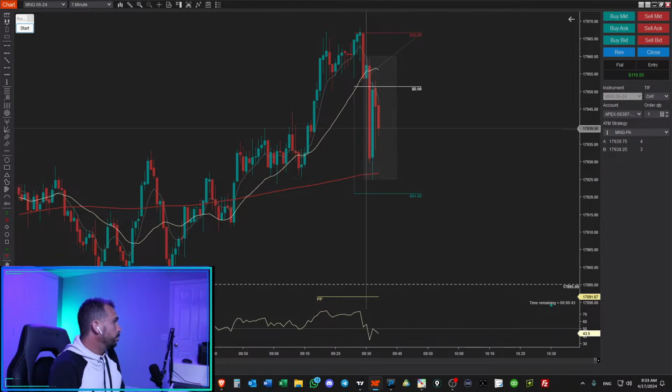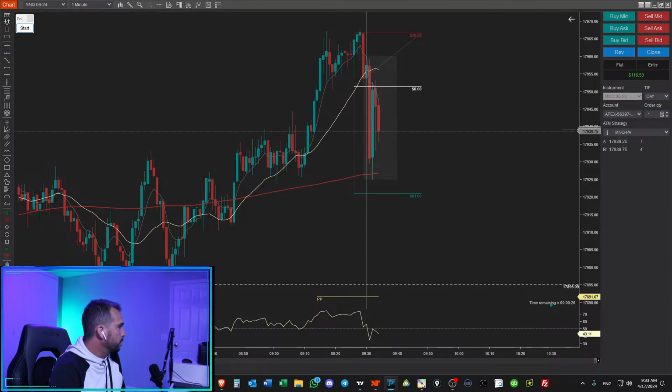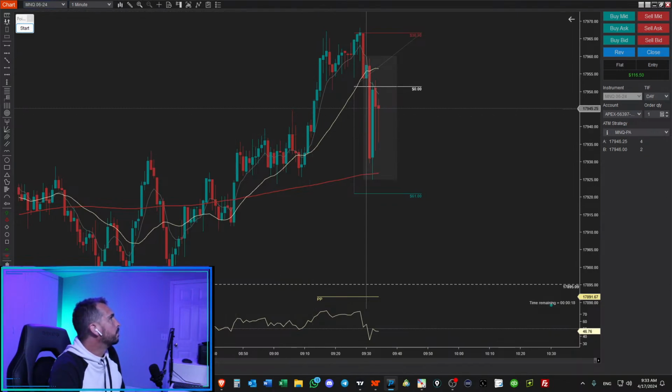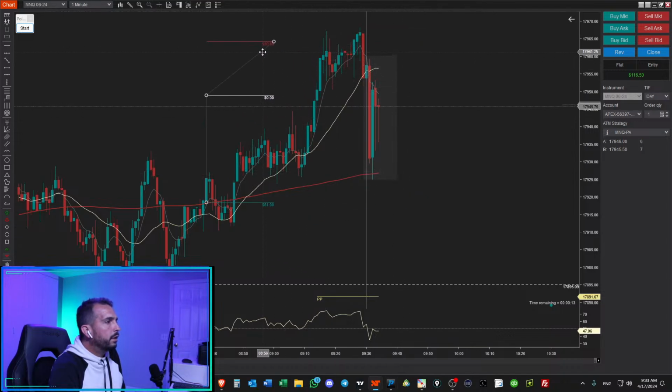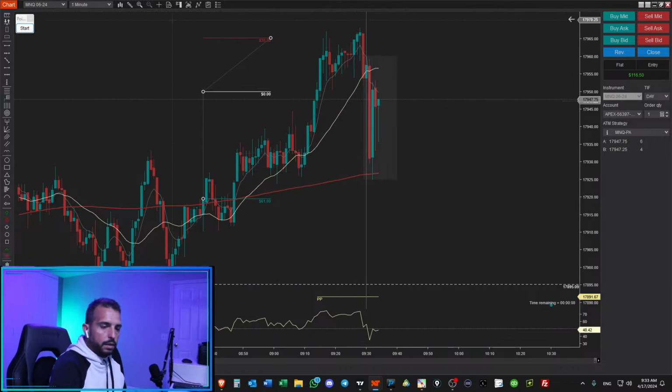Mini index almost got our first target, and that would have just been clean, but it came back and took me out at break even. So we got no break on the high or anything. Let's take this out. First trade would have been nice, scalping at the opening.